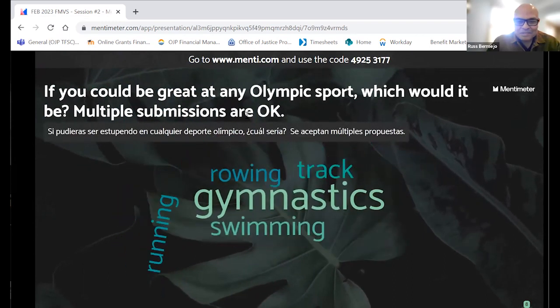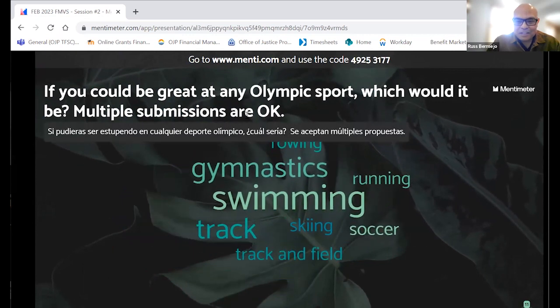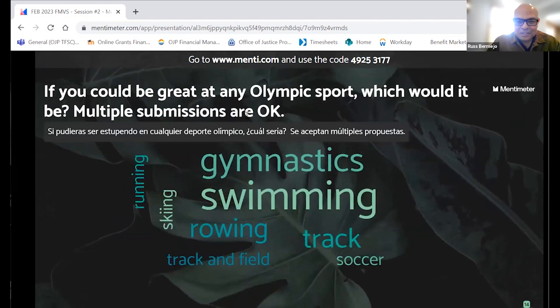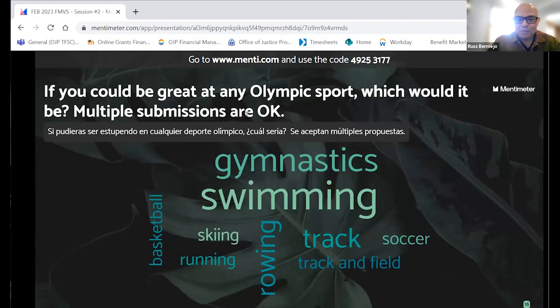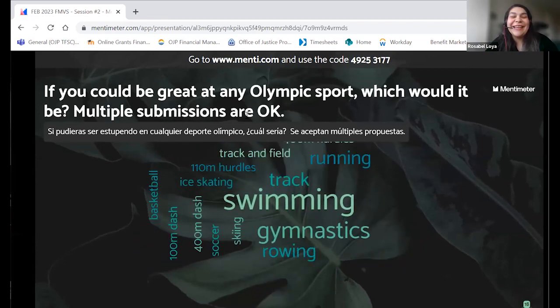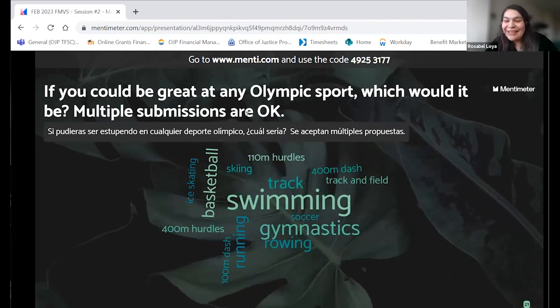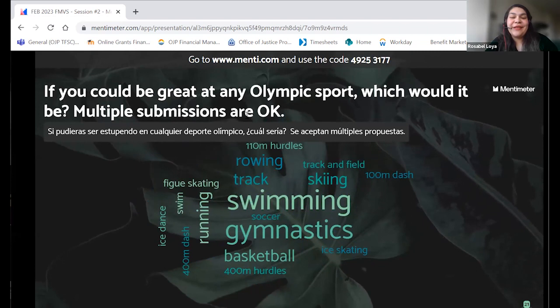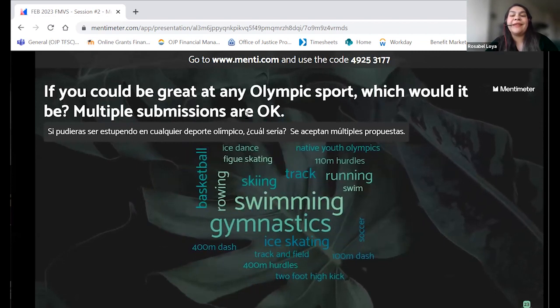Gymnastics. Track. Roosevelt, what about you? If you could be great at any Olympic sport, what would you be great at? Soccer. I suck at running, but it would be nice to be able to run. Para mí, si yo pudiera ser estupenda en cualquier deporte, me gustaría ser futbolista.